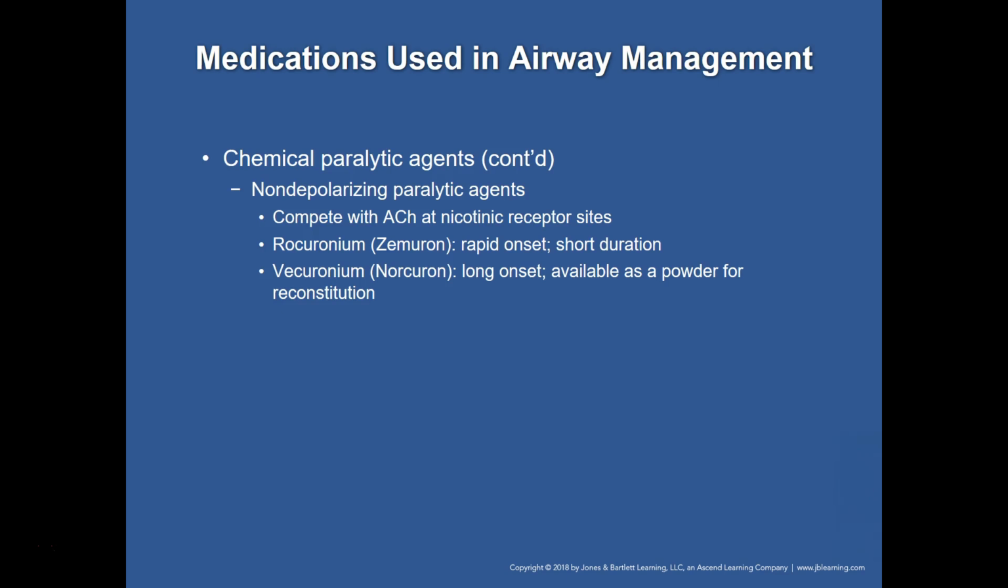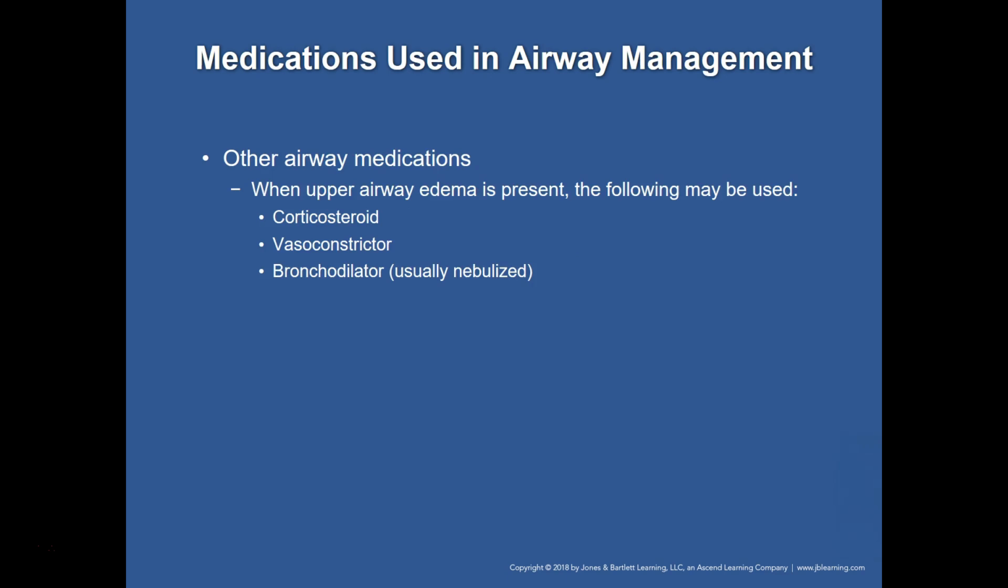There's some non-depolarizing paralytic agents, such as the ones that compete with acetylcholine at the nicotinic receptors like we talked about. There's rocuronium, which often is called ROC, rapid onset, short duration, vecuronium, long onset. It's available as a powder for reconstitution. These are pretty commonly used in flight service. We see these used a lot in flight service. They are starting to be used a little bit, or have been used a little bit in ground transports.